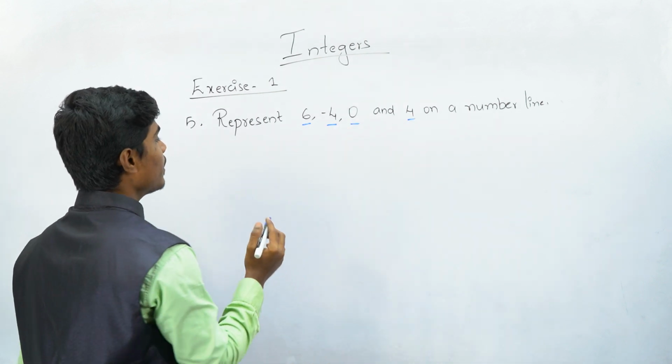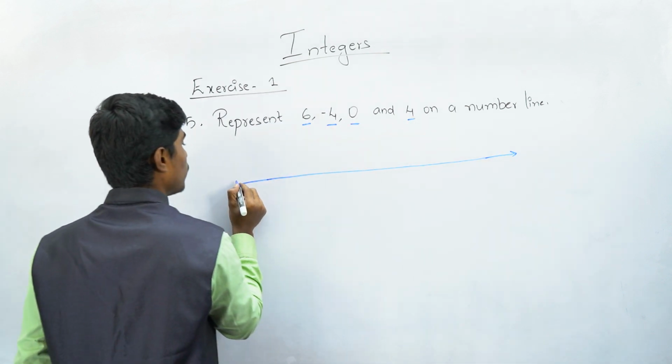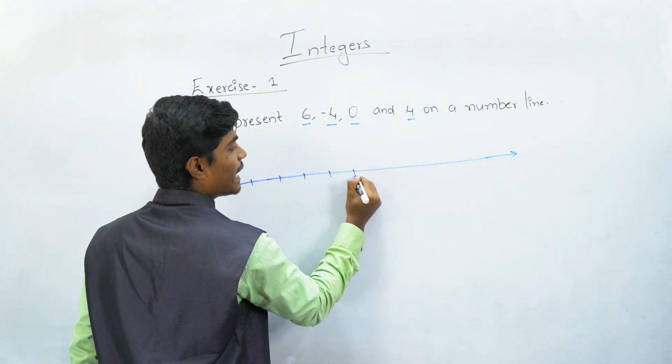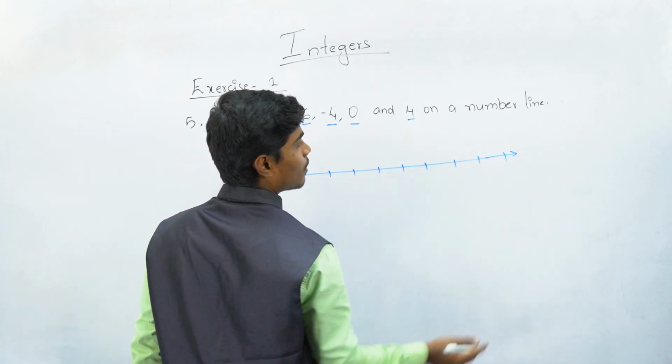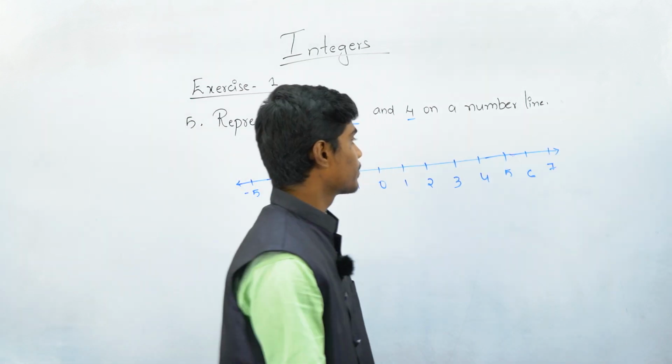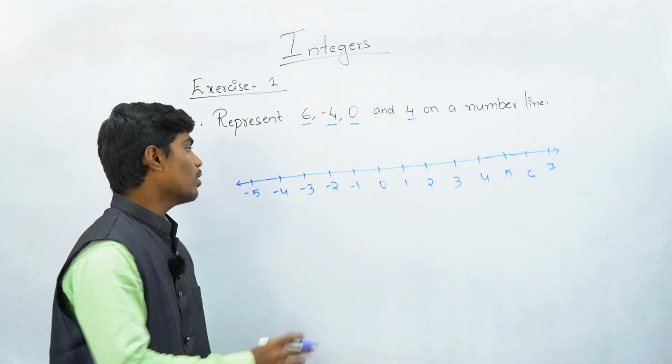In this fifth problem, represent 6, minus 4, 0 and 4 on the number line. First, let's draw a number line. Now, we mark some points on the line with equal distances. Now, let's start writing from negative to positive. This is the number line of integers.